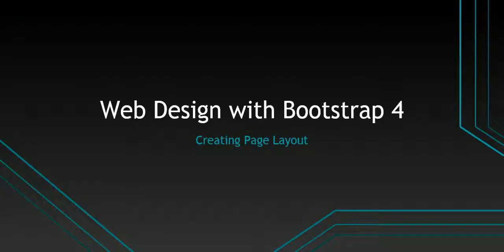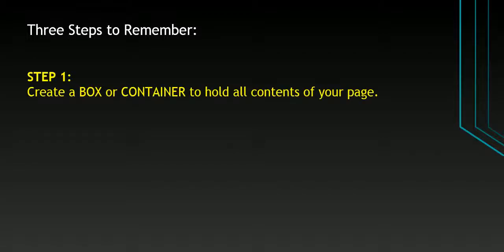This tutorial is to show you how to create a page layout with Bootstrap 4. In order for you to create a page layout in Bootstrap, you have to remember 3 steps. Step 1. Create a box or container to hold all contents of your page. This can be done by using the div tag in HTML.